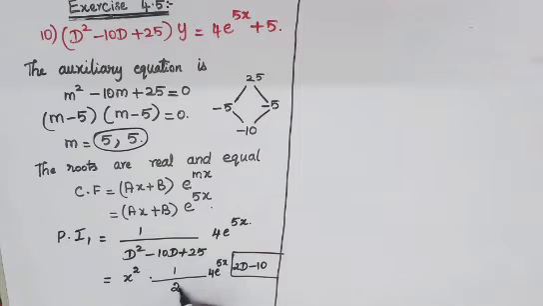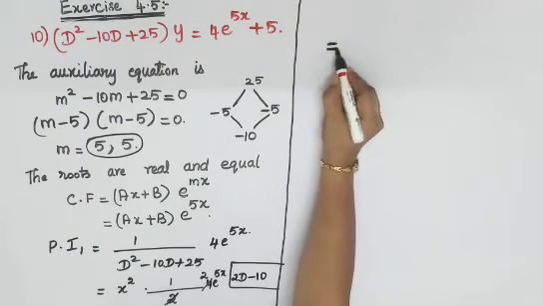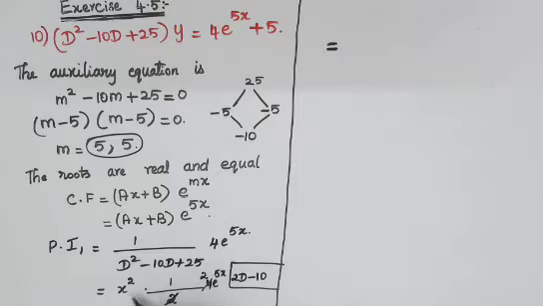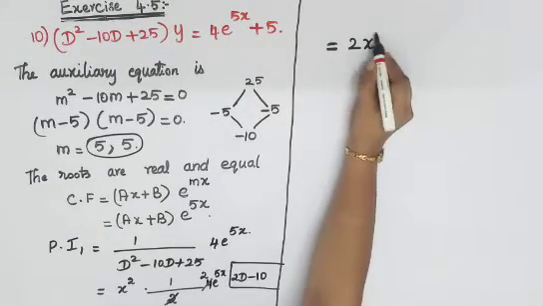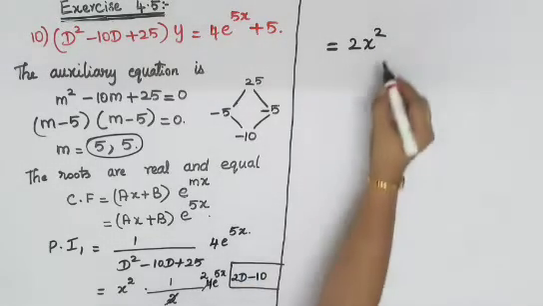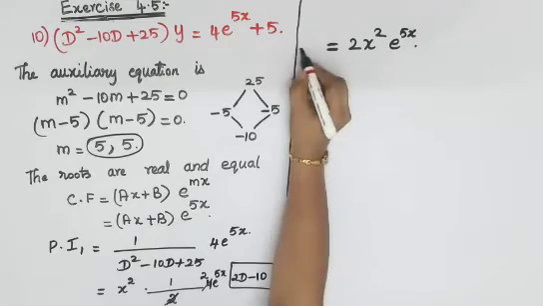so next you can cancel this 2 and 4. So you'll get it as twice. So the last answer will be for this part. It is equal to, you got 1 by 2 here, 1x square. So I'll just club everything together. 2x square into this part is there as it is. So e power 5x. So this is your PI1.